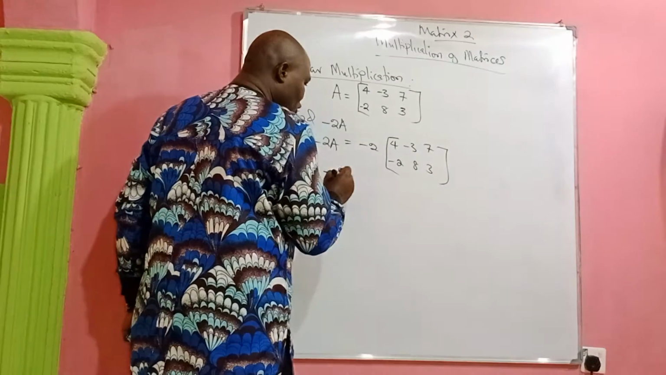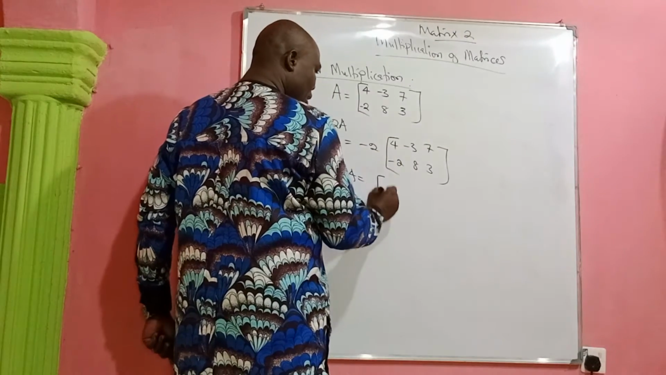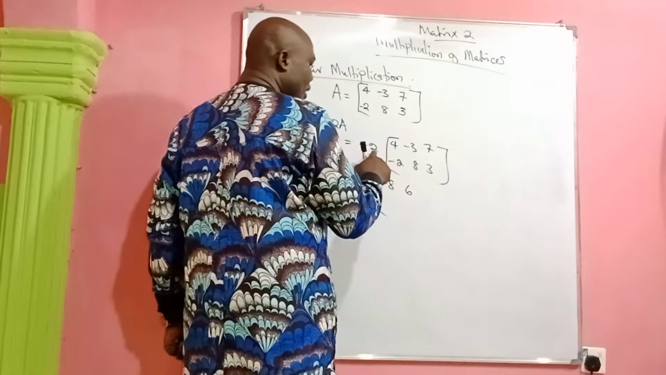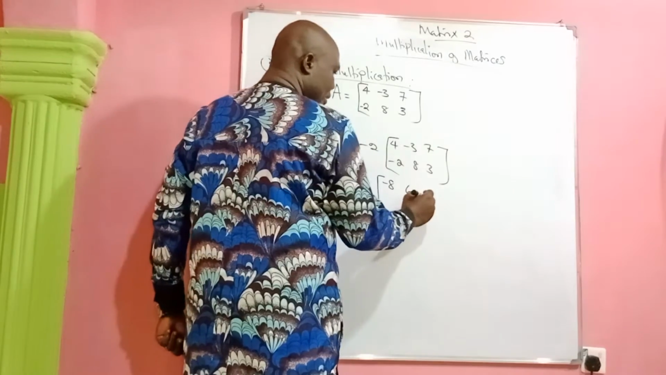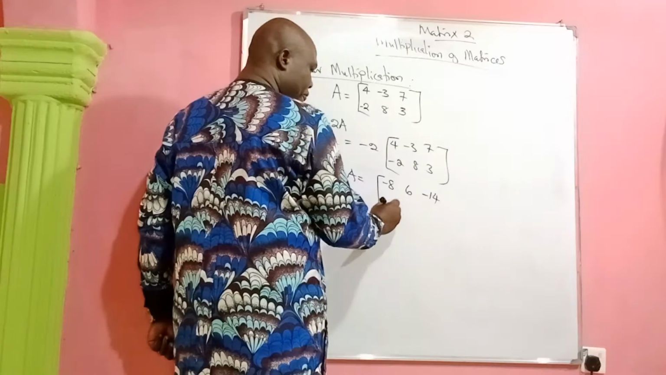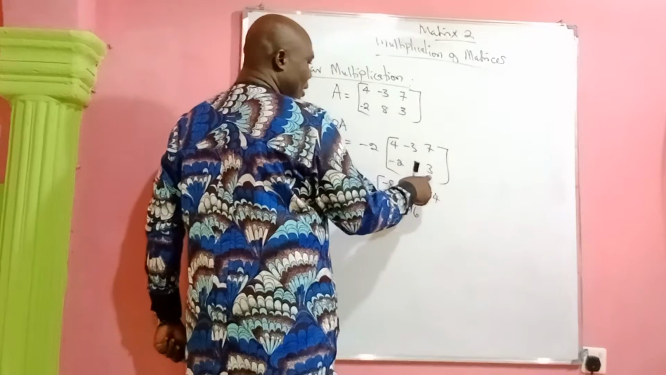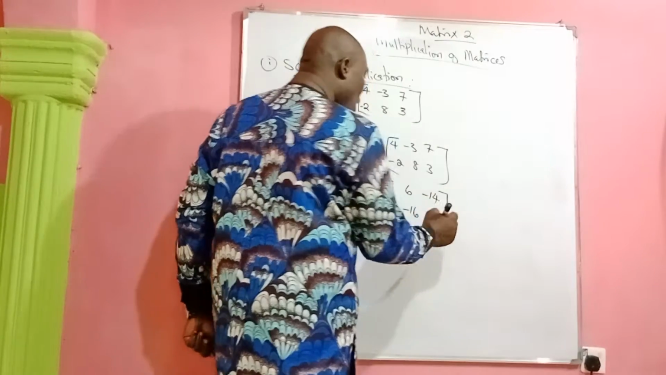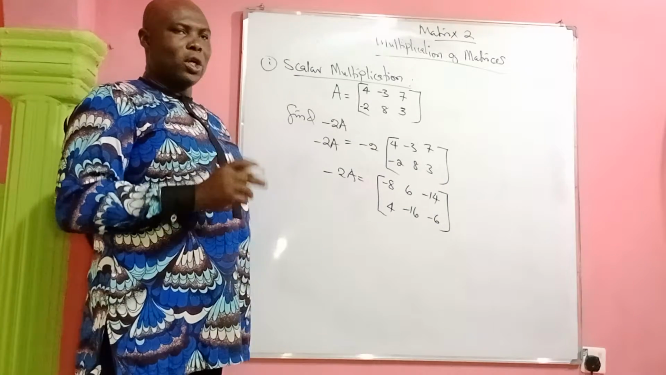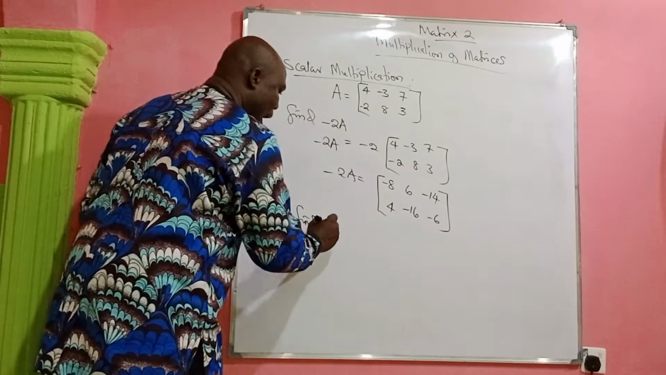So we are going to have minus 2A to be equal to minus 2 times 4, that's minus 8. Minus 2 times minus 3, that's a positive 6. Minus 2 times 7, that's a negative 14. Minus 2 times minus 2, that's a positive 4. Minus 2 times 8, that's a negative 16. And minus 2 times 3, that's a negative 6. So what we've just done is to find minus 2A. That's the scalar multiplication. You can also be asked to find, let's say, half A.